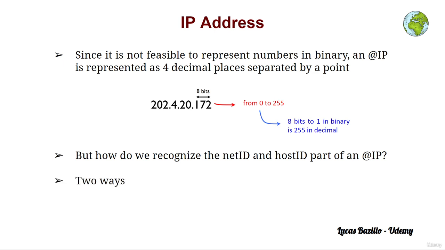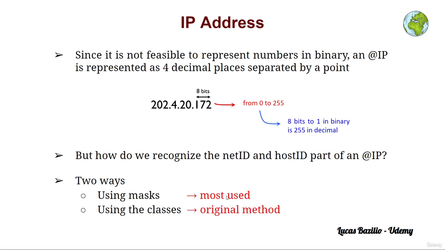Now, how can we recognize the net ID and the host ID part of an IP address? Well, we have two ways. The first way is using masks. We are going to learn and study masks in the following lessons. This is the most used way to recognize the parts of the IP address. And the second way is using the classes. This was the original method when the Internet Protocol was being developed. Again, the most common one is masks, so we are going to study both, but the most important one that we are going to study is the masks way.